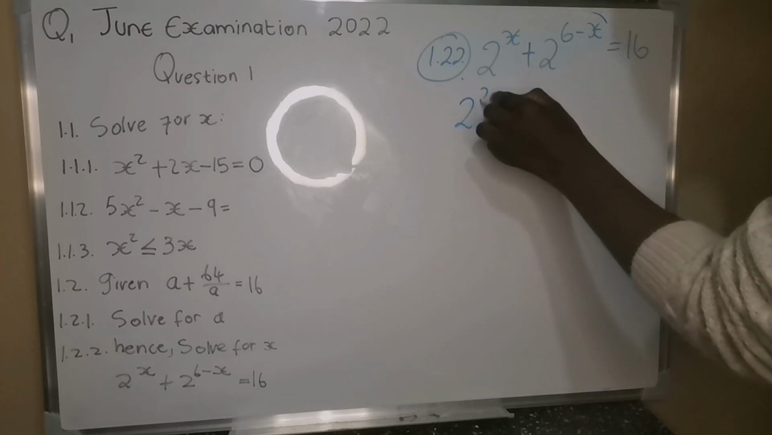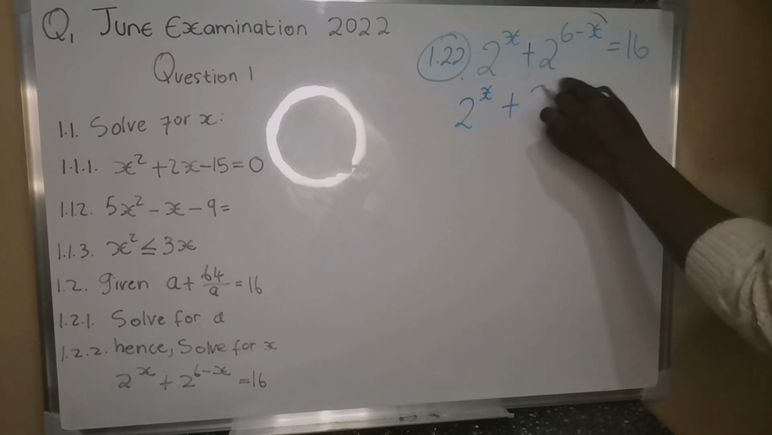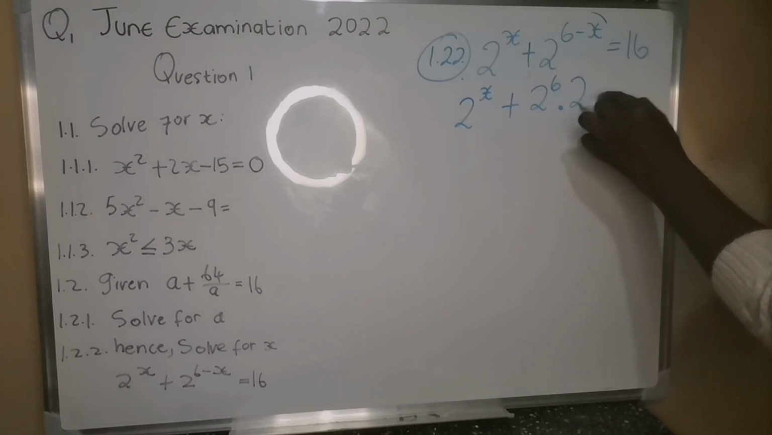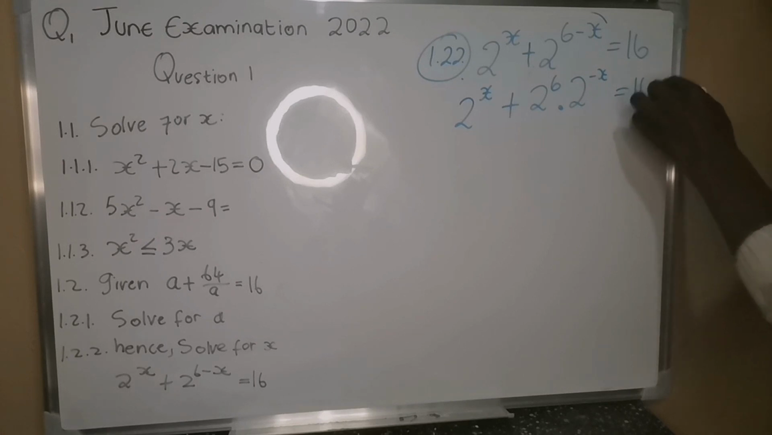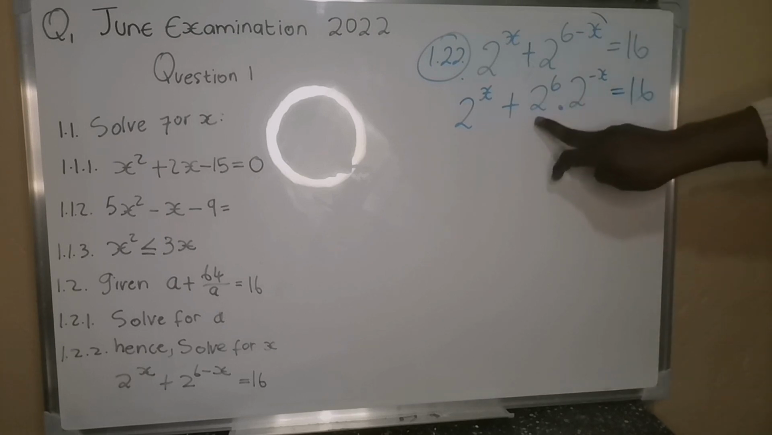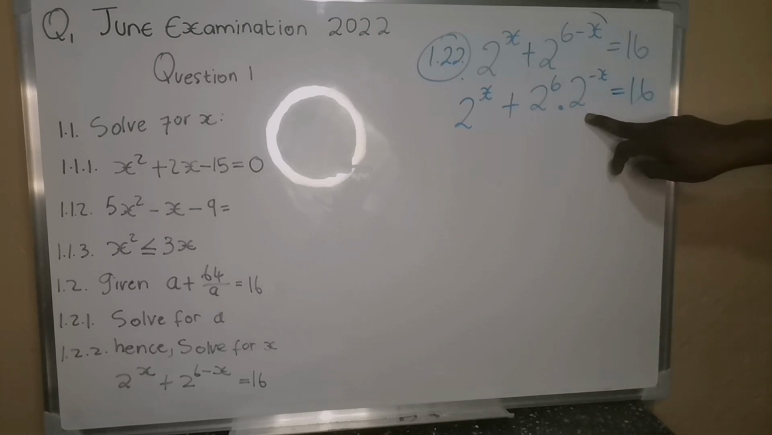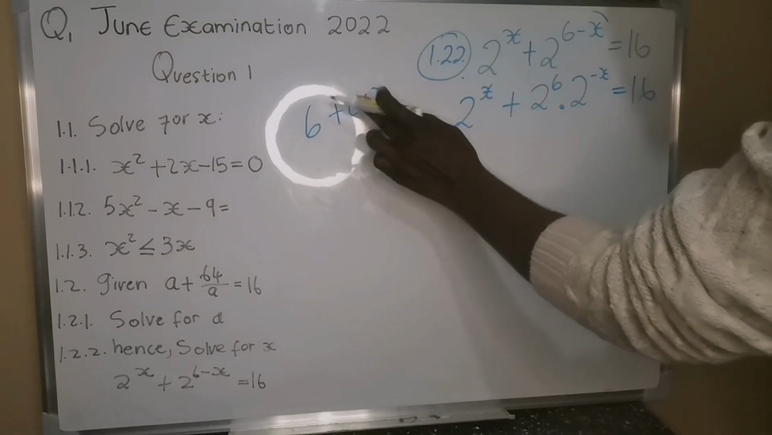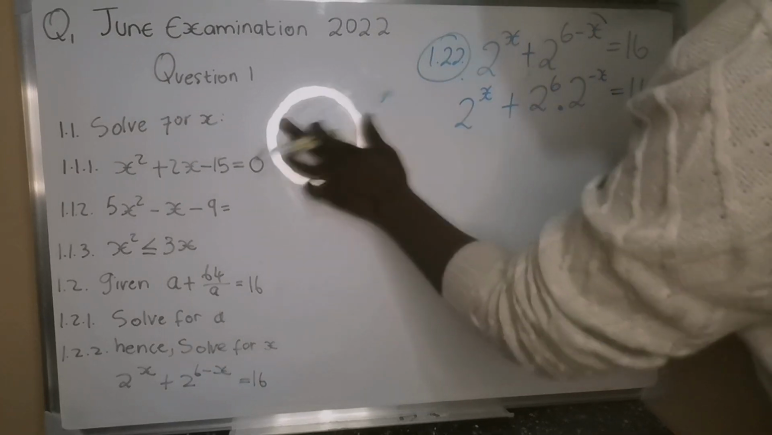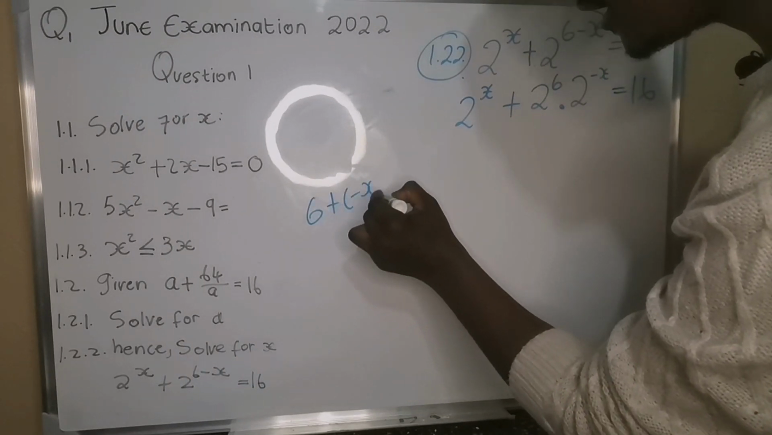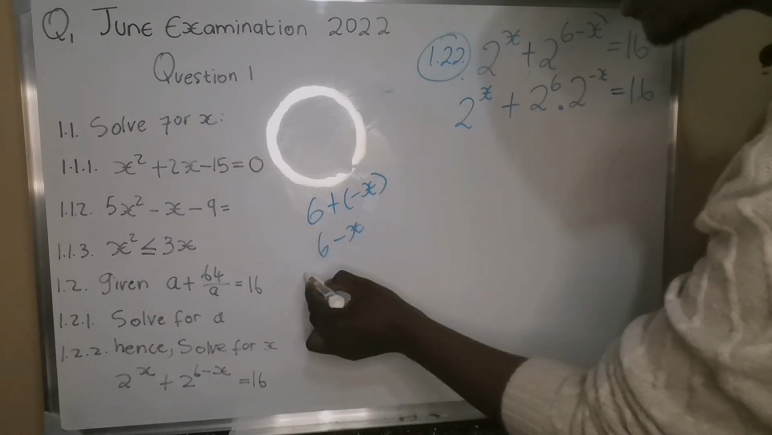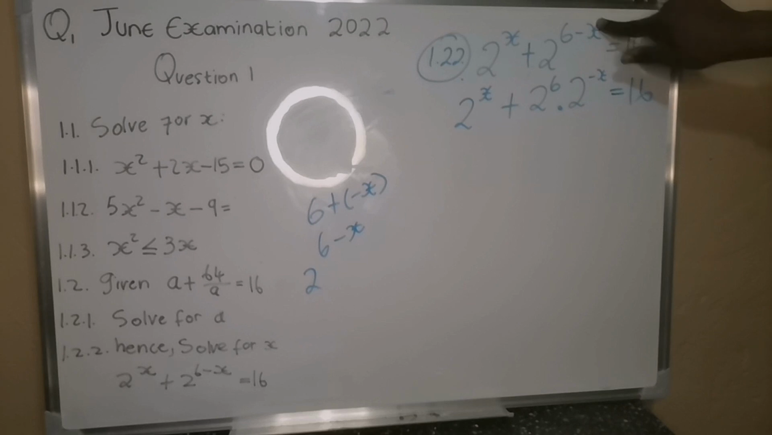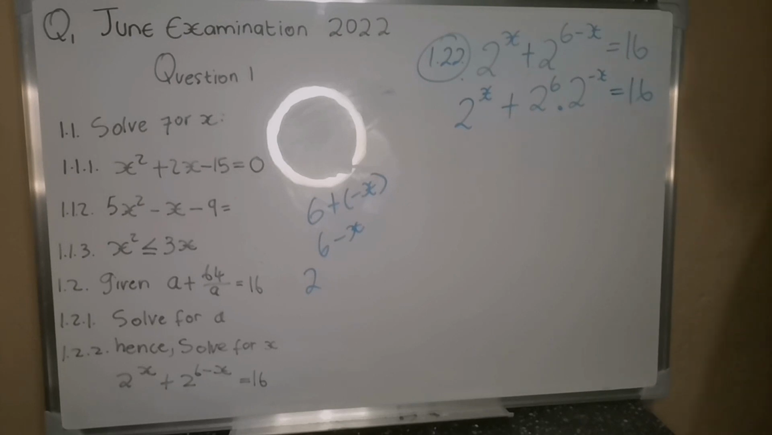So we're going to have 2 to the power x plus 2 to the power 6 multiplied by 2 to the power negative x equal to 16. Why do I separate them? Even though I know that with two same bases you add exponents, 6 plus negative x is equal to 6 minus x, so it's going to go back to the question. That's why I separated them. So it does not mean anything there. Now guys, how do you simplify this one?